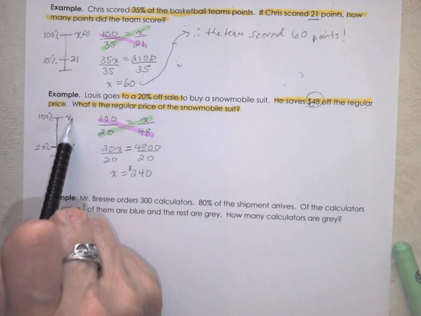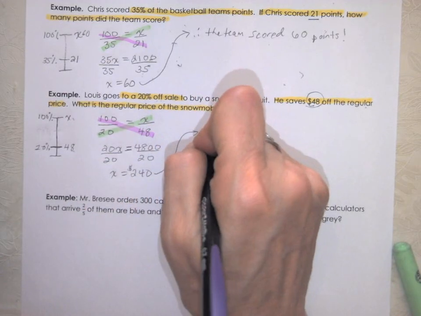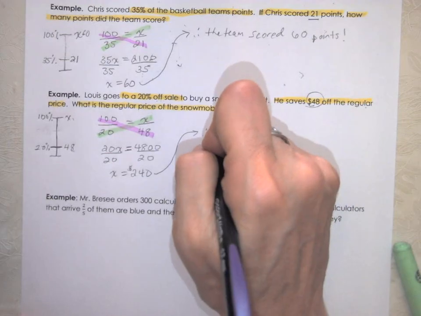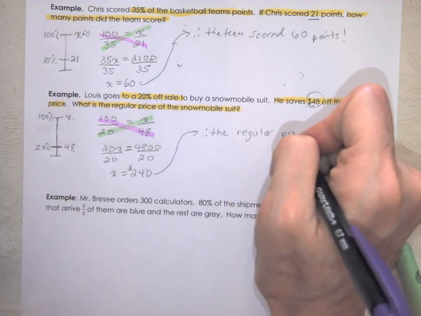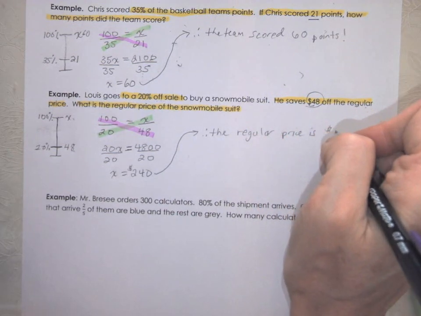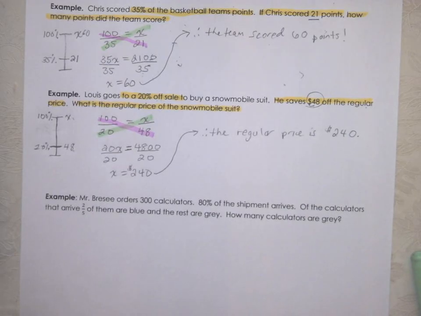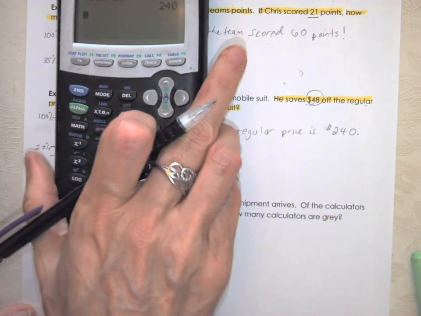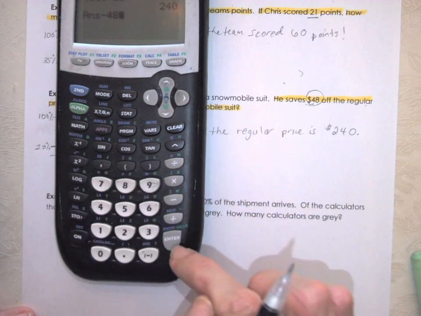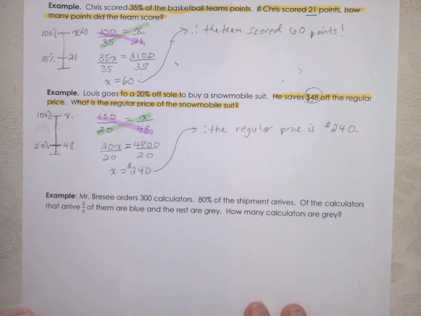So that would mean that the regular price was $248. Therefore, or sorry, $240. Therefore, the regular price is $240. So that's a decent sale. Let's see what he paid. So if I want to know what he paid, I just subtract $48 off of that. So he had to pay $192, which is a decent savings.